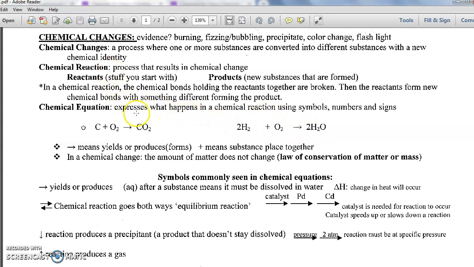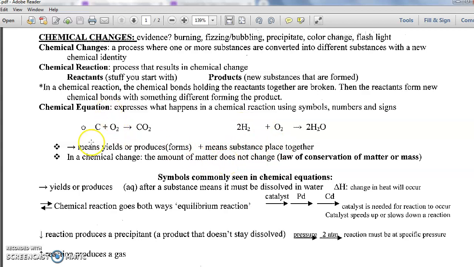Chemical properties change when we form the new substances. The arrow here in this chemical equation means yields or produces. The plus sign is not a positive sign. The plus sign means those are the substances you're putting together. In a chemical change, the amount of matter does not change.